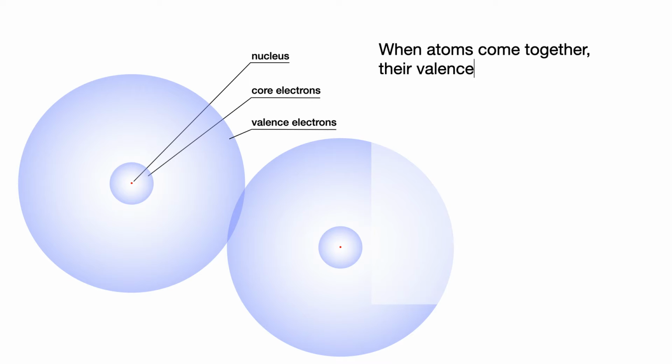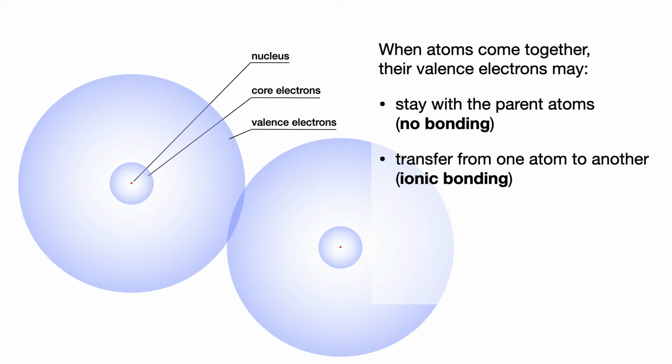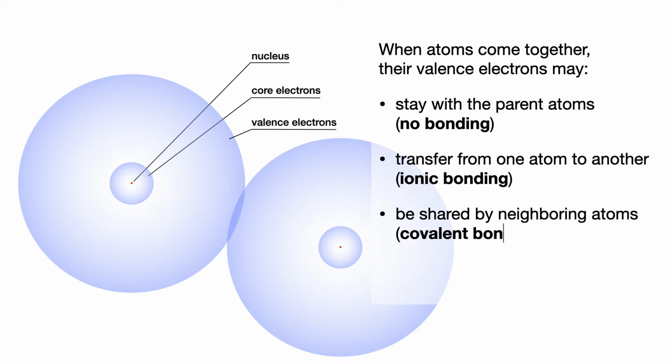When atoms come together, the valence electrons may stay with the parent atoms, in which case no bonding occurs. And this is something that we typically see with noble gases, where they just hold on to their electrons but don't bond with other atoms. Another thing that can happen is that the valence electrons may transfer from one atom to another, and this is called ionic bonding. Valence electrons can also be shared by neighboring atoms. This is called covalent bonding.